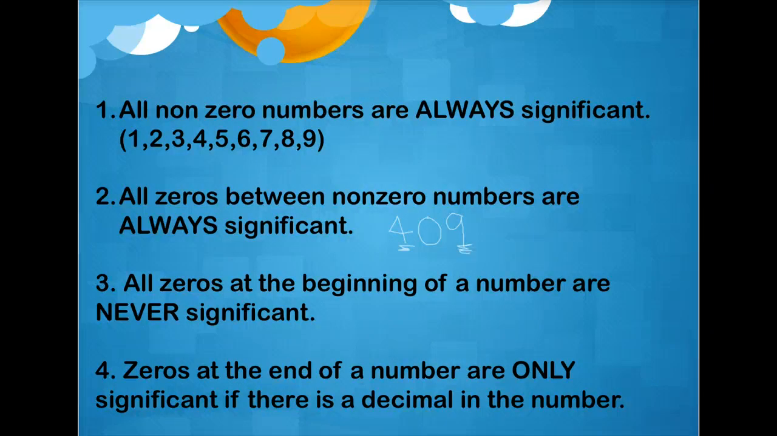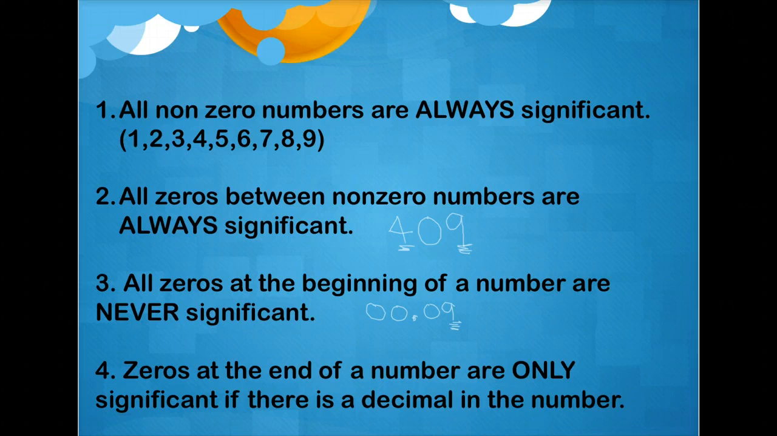Okay? The third rule is that all zeros at the beginning of a number are never significant. So if you see any zeros at the beginning of a number, like 00.09, these three zeros are never significant. So this number has one significant digit.